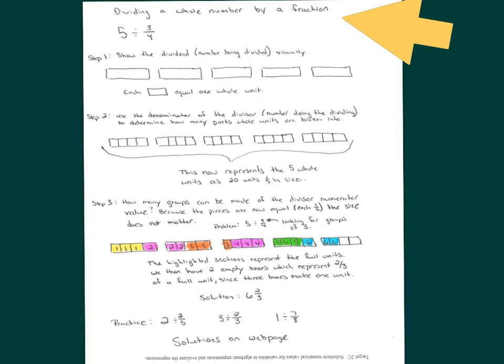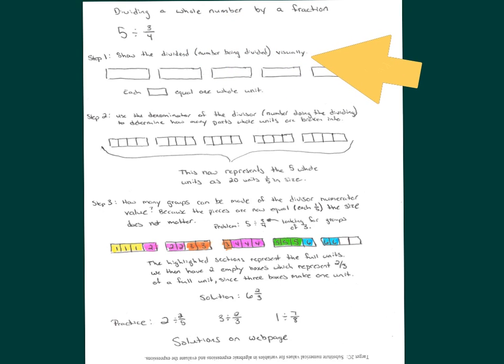For this first section, we're going to be looking at dividing whole numbers by a fraction. You can see here we have the equation 5 divided by 3/4. What we're trying to do is figure out how many pieces that are 3/4 of one unit will go into 5 whole units.